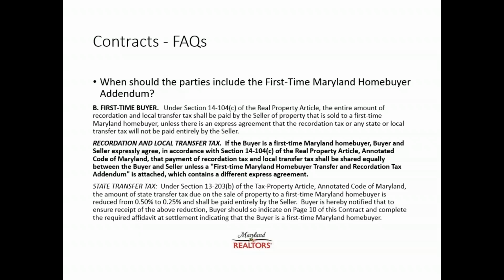So if the parties are going to split transfer recordation tax or recordation local transfer tax, we don't need the first-time Maryland home buyer addendum. In other words, the only time you really need the first-time Maryland home buyer addendum is if the parties are not going to split these costs. Does that make sense?